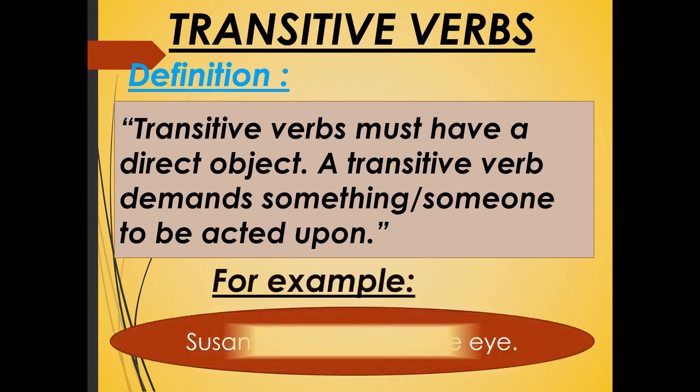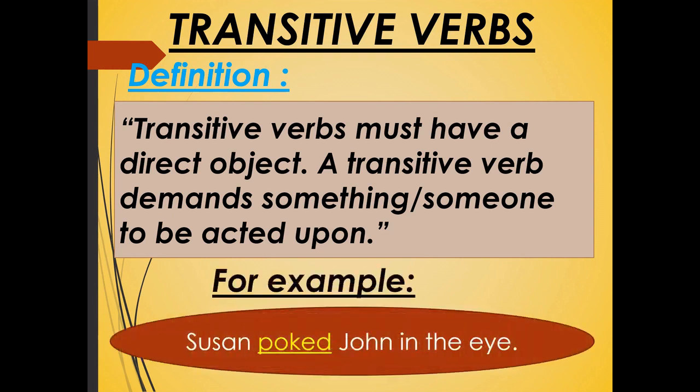For example, Shushan poked John in the eye. In the sentence, poked is a transitive verb that transfers the action of poking directly to John. John is the direct object of the sentence and is the person being poked.